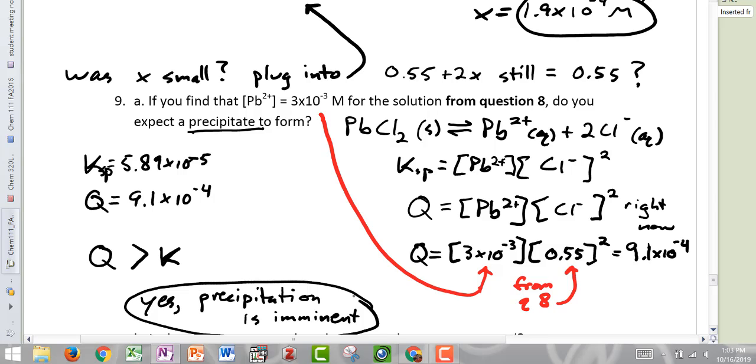Where is that on the spectrum of useless to just dumb enough to remember and actually be useful? Somewhere in the middle. I like that one. So if it doesn't work for you, you can always ask, Q is too big, I have too many products. That will always work. So if K is greater, then there's more reactants, right? Yes, exactly. If you have it the other way, you have too many reactants, more will dissolve.